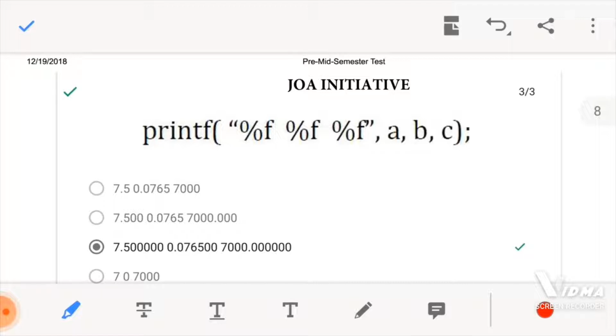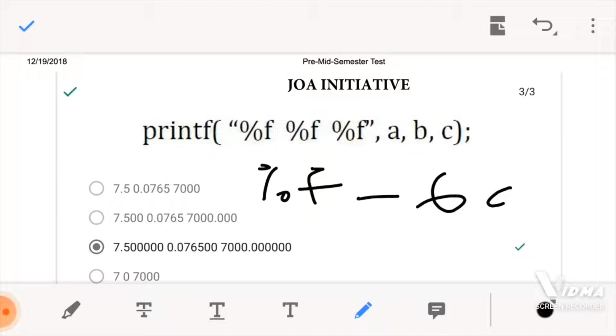Now we realize that in our previous videos we talked about the %f and how it has a default precision of 6 decimal places. So if you don't specify the decimal precision, it would just give you a default of 6 decimal places. So here we would look at A. Now A was initialized to be 7.5. So instead of 7.5, we would have 7.500000, which would be 6.